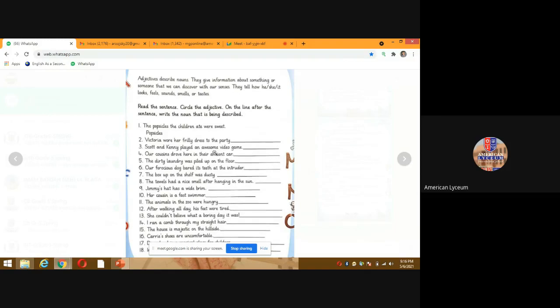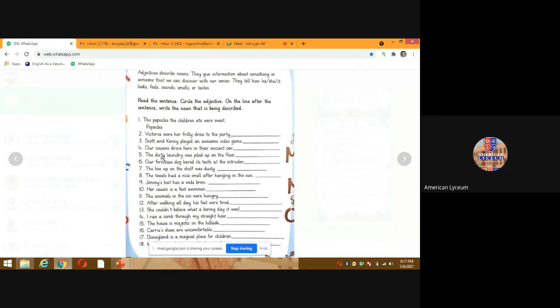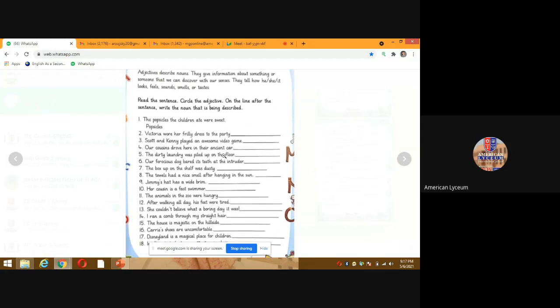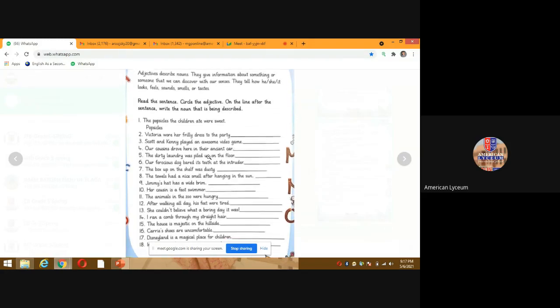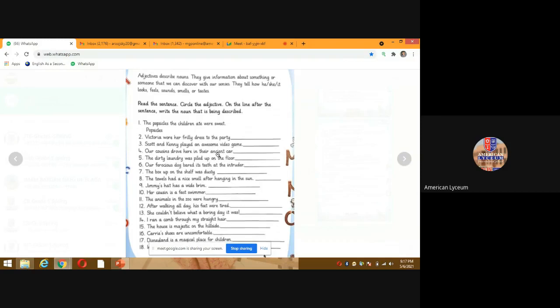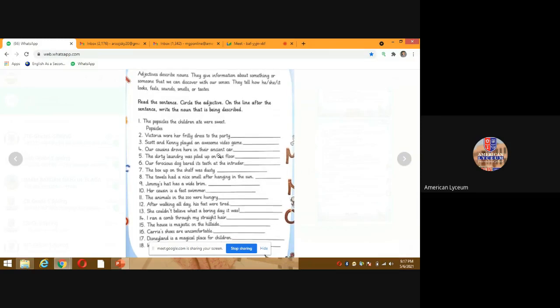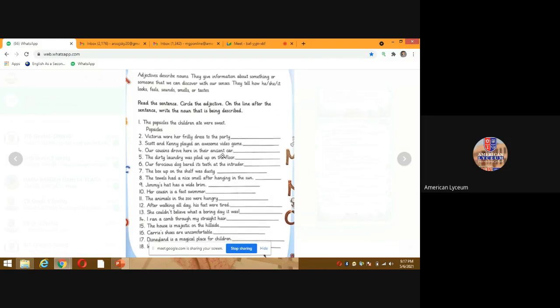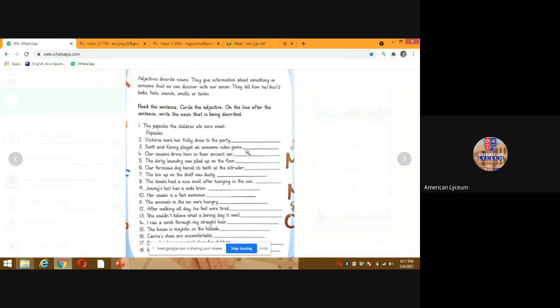Done, everyone? So next. Our cousins drove in their ancient car. So ancient is an adjective, circle ancient. And car is a noun, so write car here.